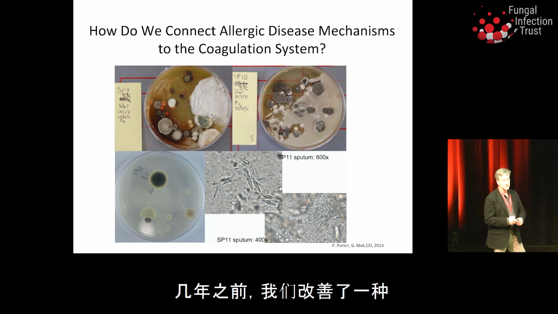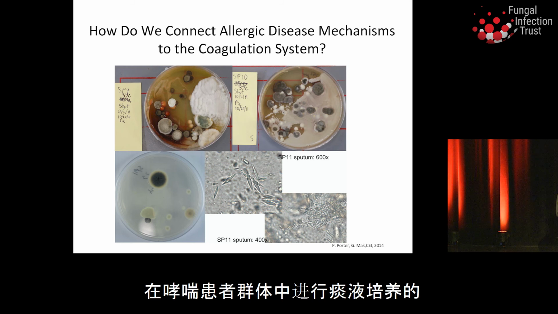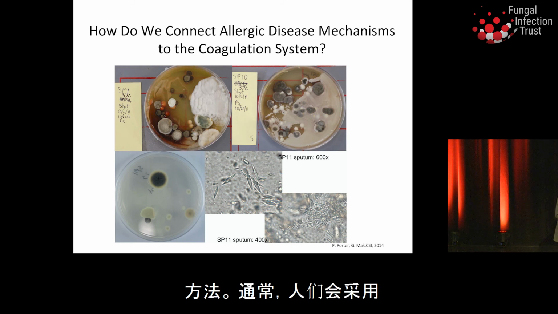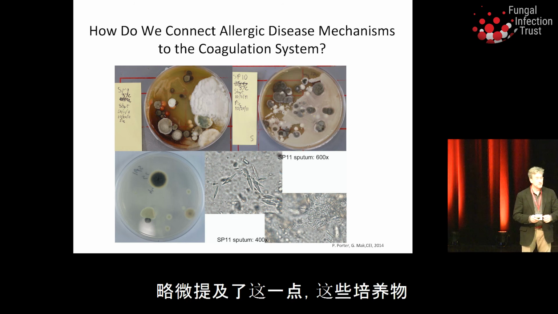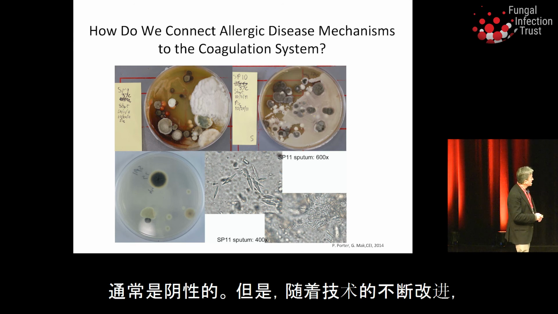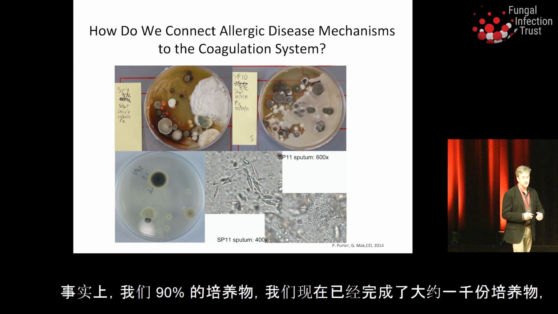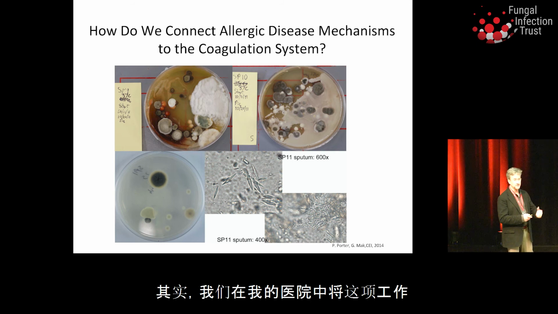Well, it turns out that a few years ago, we perfected a method for culturing sputum from people who have asthma, usually using standard microbiological techniques. We talked a little bit about this earlier in this conference. Those cultures are typically negative, but with an enhanced technique, you get positive results over and over. In fact, 90% of our cultures, we've done about 1,000 of these now. We actually do this as a clinical service.